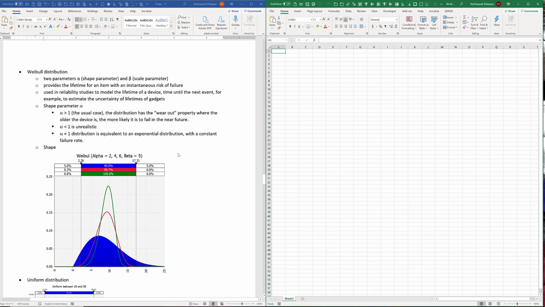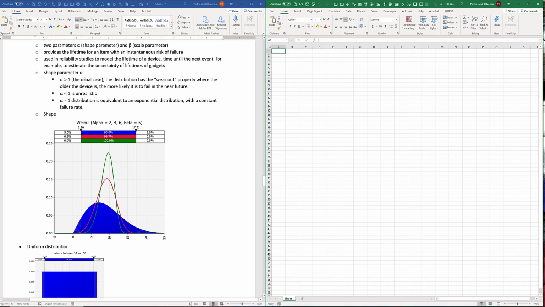Next distribution, which is a very useful distribution, is Weibull, and again it has two parameters, alpha and beta, shape and scale parameters. The shape provides the lifetime of an item with an instantaneous risk of failure, and how long the product will last. So it's a good distribution to use in case of wanting to simulate time between breakdowns. In reliability models and lifetime of a device, these are examples where Weibull is often used.